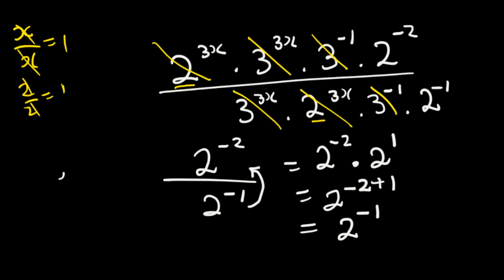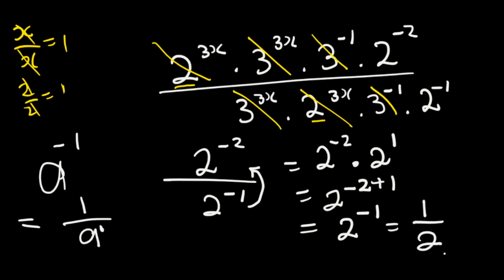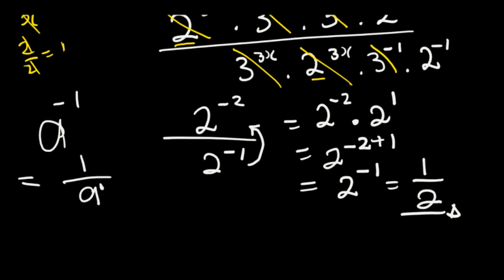And if you have an exponent that is negative, according to the definitions, we have to write it in a positive manner, right? So the same applies here. So it's going to be 1 over 2, right? So that is the answer for this question here. It's actually 1 over 2.